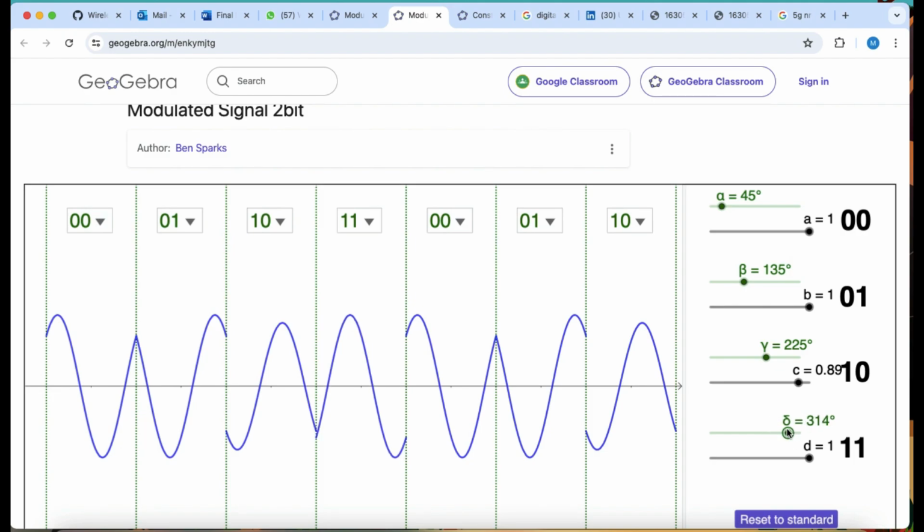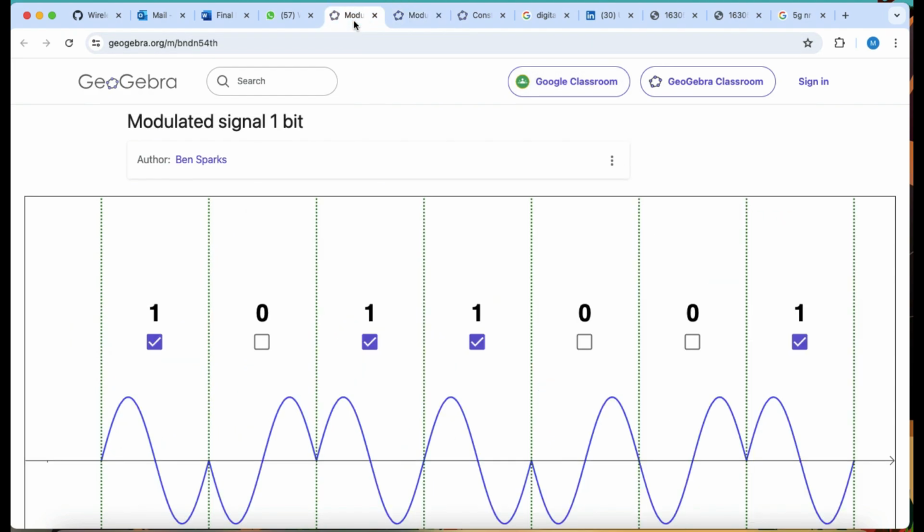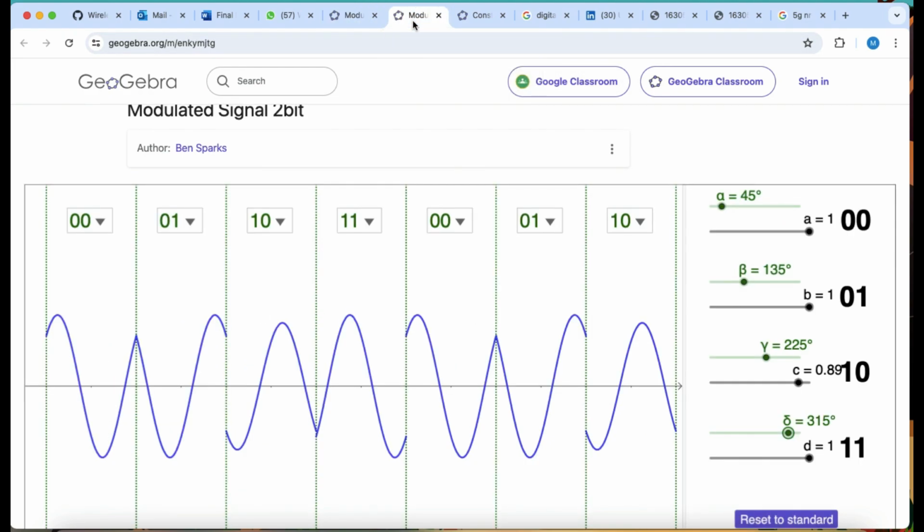So I hope you're getting an idea what I'm trying to say here. So this is how you perform modulation. Now, this is an example of BPSK. This is an example of QPSK. And in a different variation of QPSK, you can change the phases.